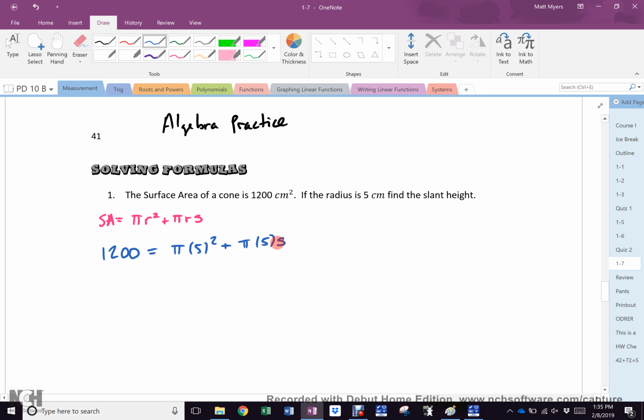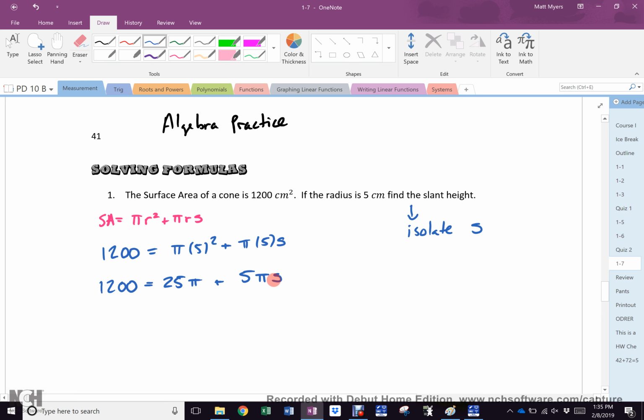What is my job? Find s, which means isolate s. It is not as easy to isolate as you think. Can I tidy this up at all? Yes, I can have 1,200 equals 25 pi plus 5 pi s. Right?